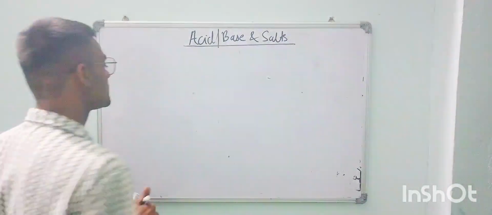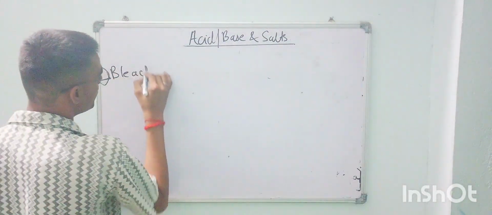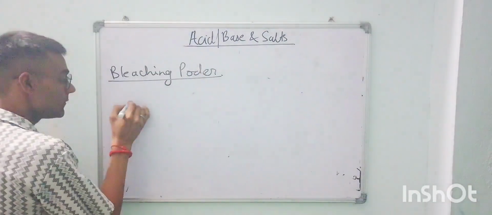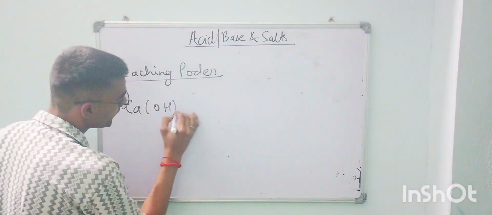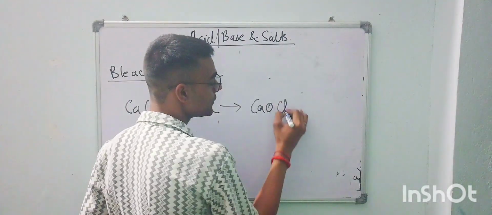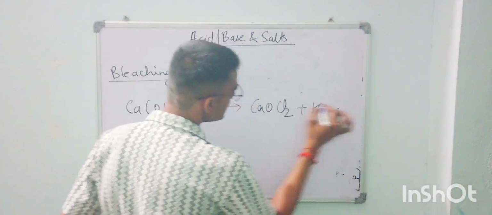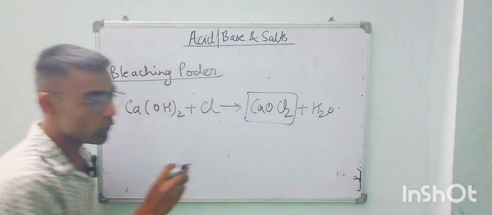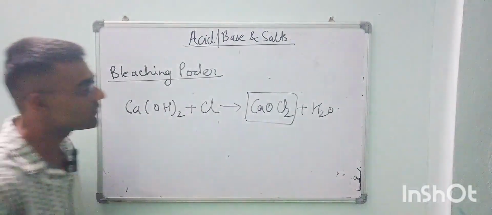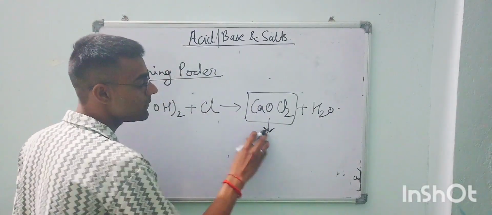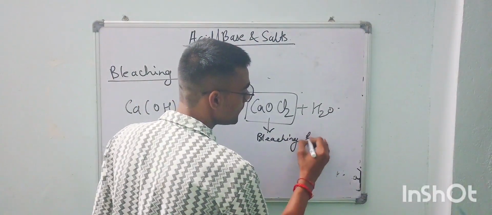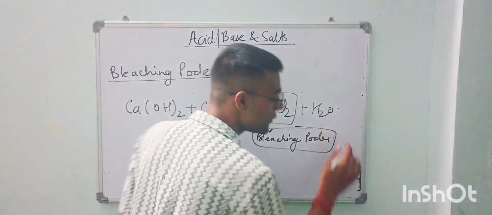Next, we are going to discuss bleaching powder. What is bleaching powder? Calcium hydroxide, when it reacts with chlorine, forms bleaching powder, CaOCl2 plus H2O. So CaOCl2, calcium oxychloride, is known as bleaching powder. Its use is in the purification of water.